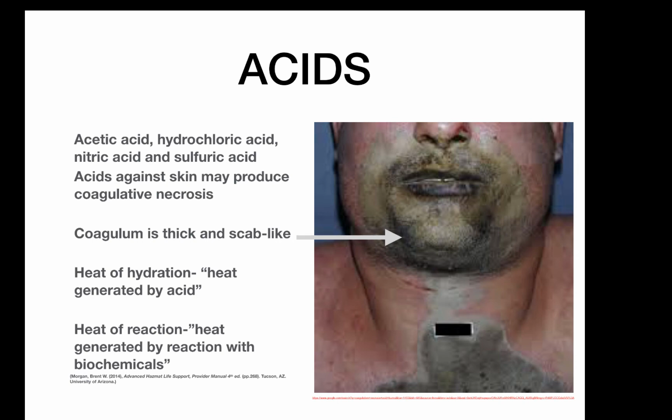So coagulum is this thick and scab-like alteration to the skin, which you can see pointed out by the arrow there. Coagulation necrosis may decrease progression of a burn deeper into the skin because of that scab and that thick consistency, but that depends on the evolution of that coagulum. So the heat of hydration is the heat generated by the acid, and the heat of reaction is going to be that heat generated by reaction with biochemicals.